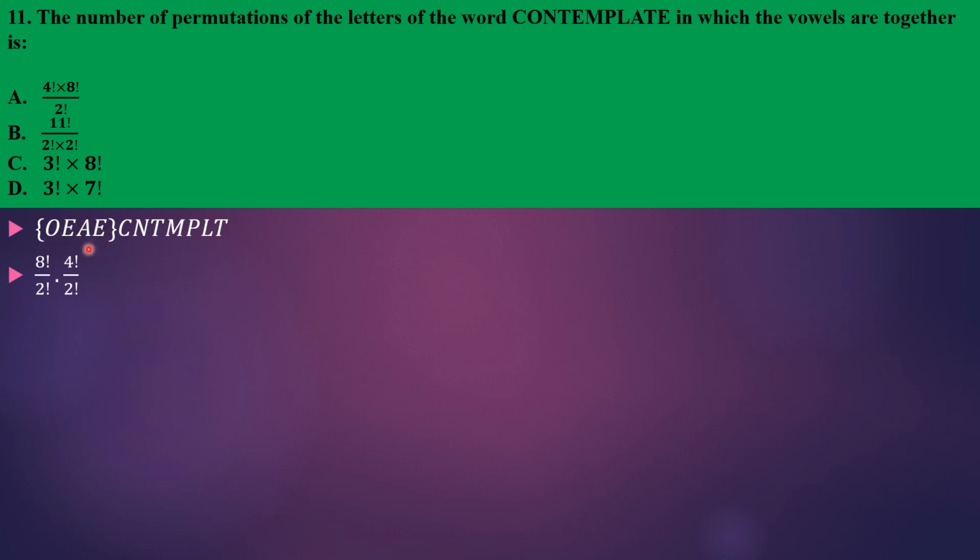It must not be O, E, A, E. I can actually arrange these vowels. Though they are together, the order of arrangement actually changes. I can actually have E, E, A, O, or O, A, E, E. You know, I can arrange them in so many ways.